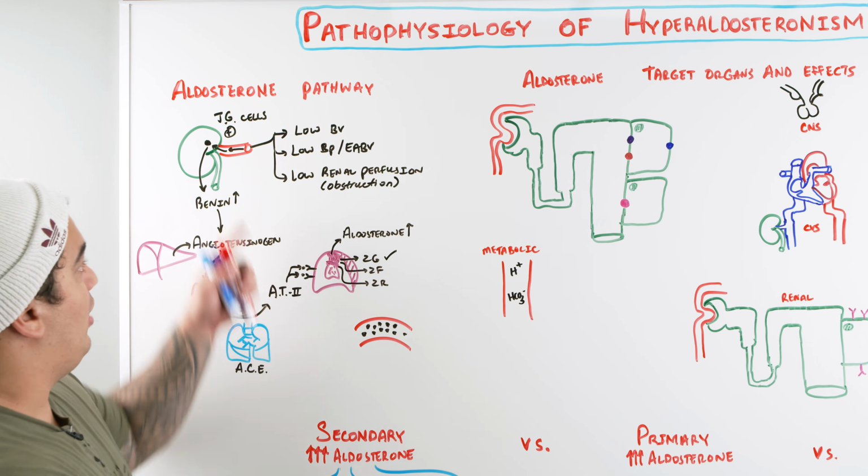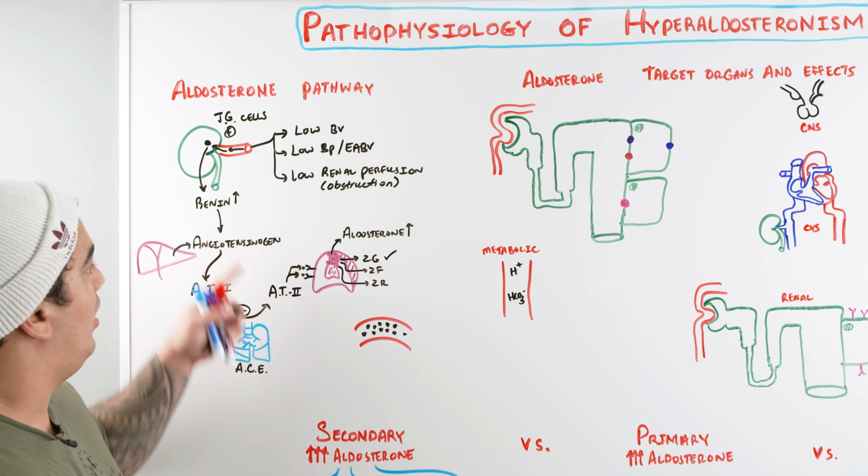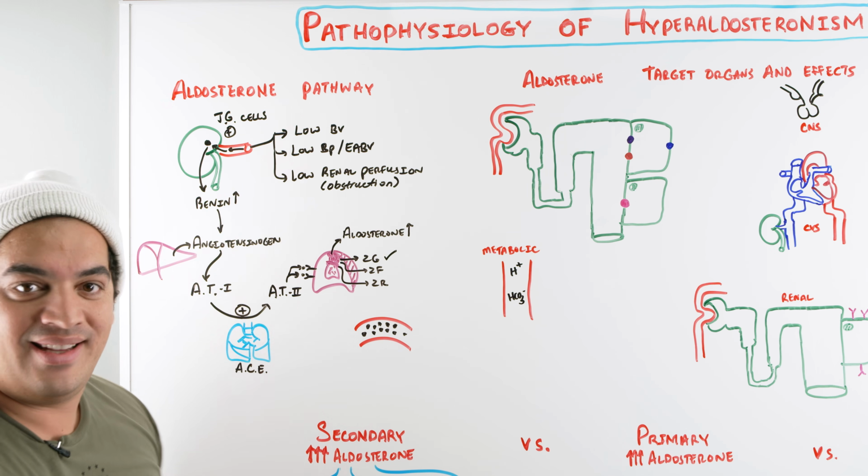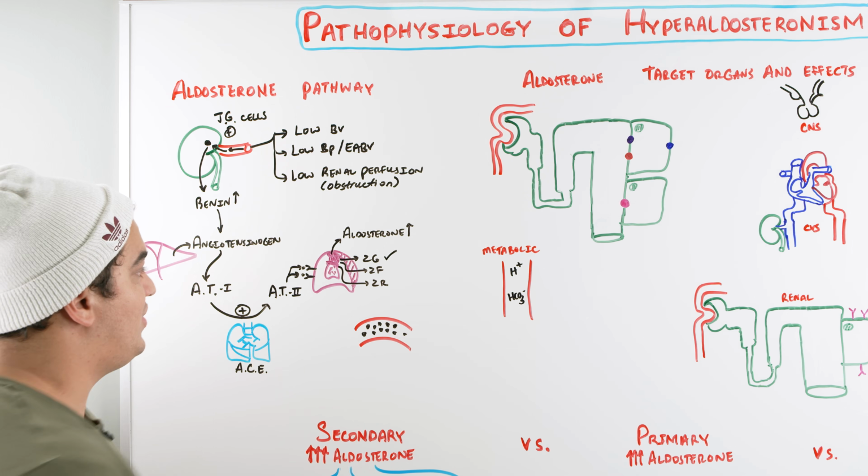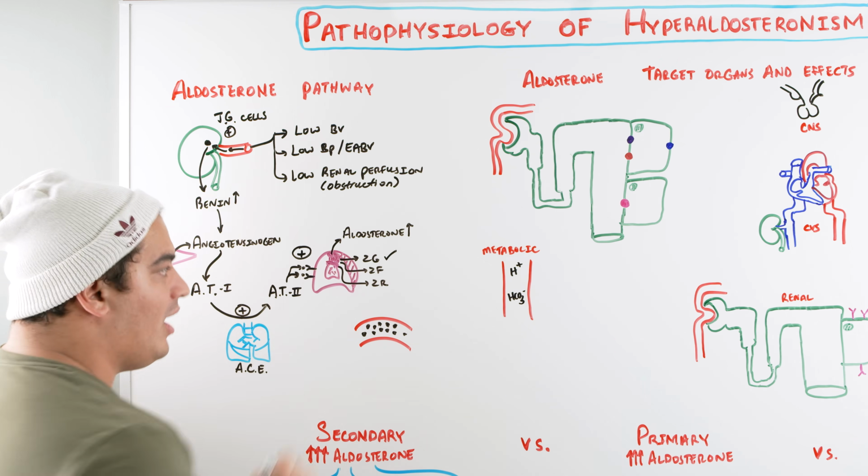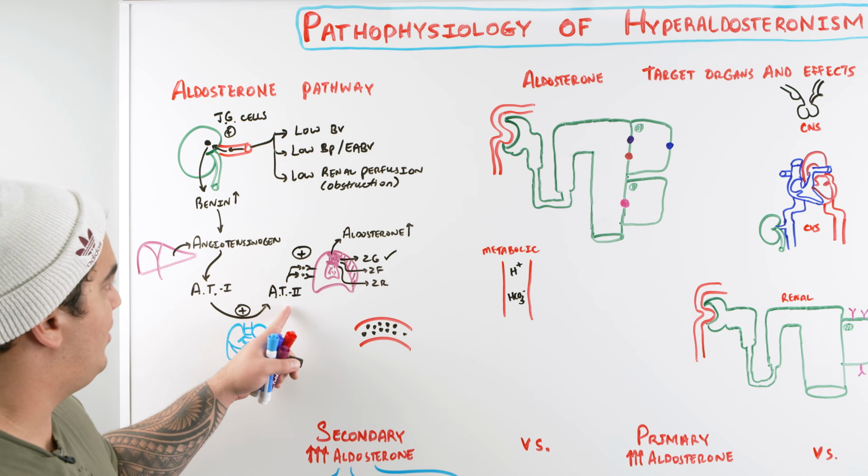So one of the stimulators, if you will, is the renin-angiotensin system. That's a very potent stimulator of aldosterone production. And what really led to angiotensin 2 production?